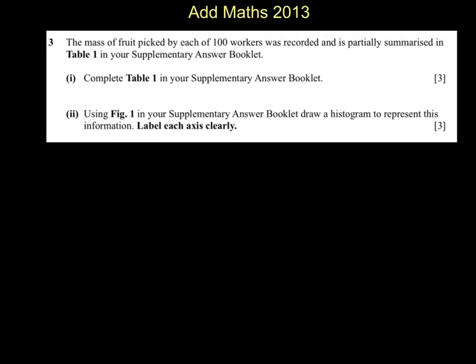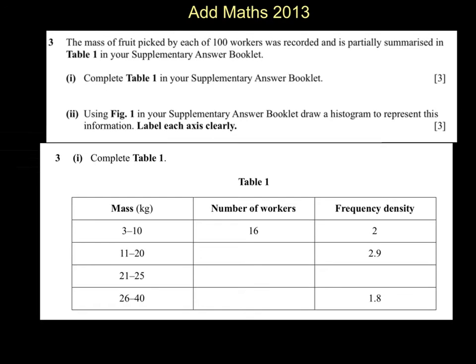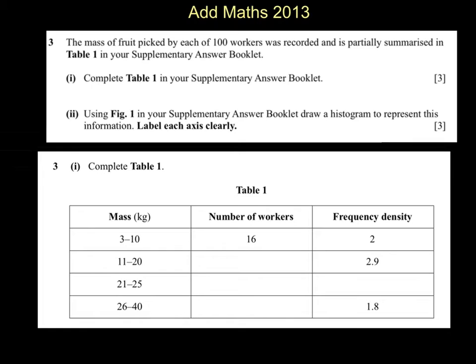2013, Paper 2, Question 3. So taking the table from the formula booklet, we're working with a histogram. The thing to remember here is that the frequency, the number of workers, is actually area.